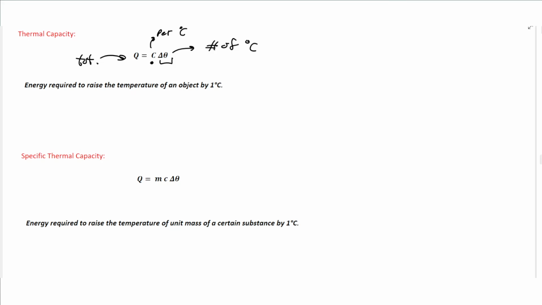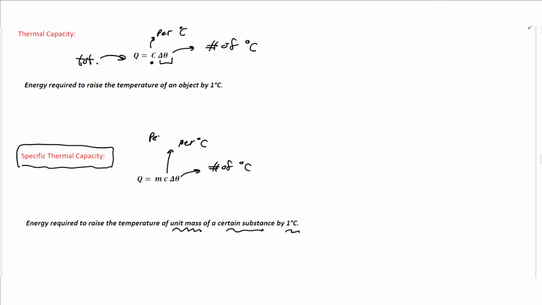Another type of capacity is the specific thermal capacity, which is repeated much more in the exams. The specific heat capacity is the energy required to raise the temperature of a unit mass of a certain substance, not an object as a whole. It must be all made of the same material, for example, a cylinder all made of iron or all made of copper, and again by 1 degree Celsius. So if this is the energy per degree Celsius, you need to multiply by the number of degrees Celsius. And this is the energy per kilogram, unit mass. You must multiply it by the number of kilograms, which is the mass, to get the total energy.